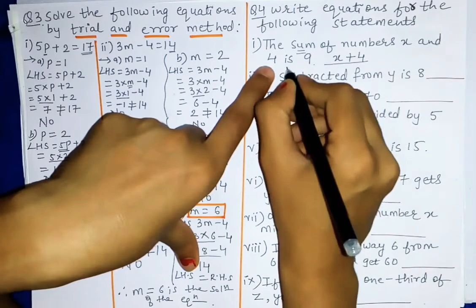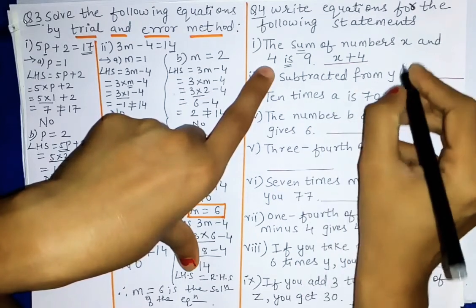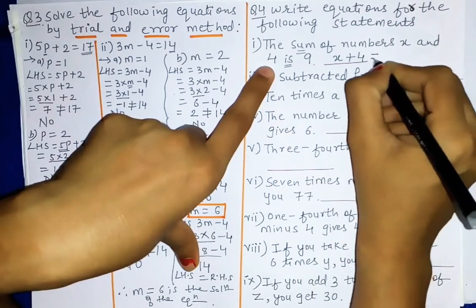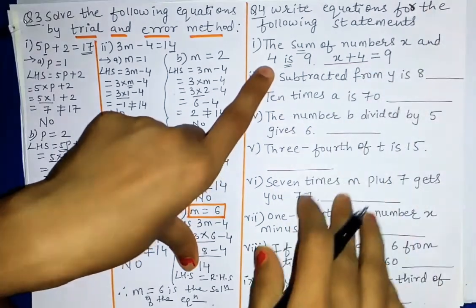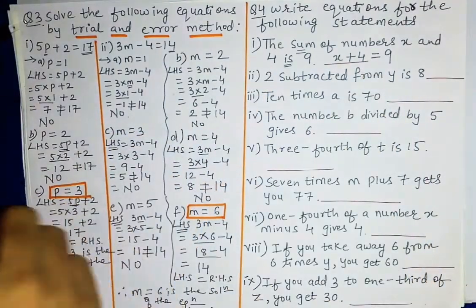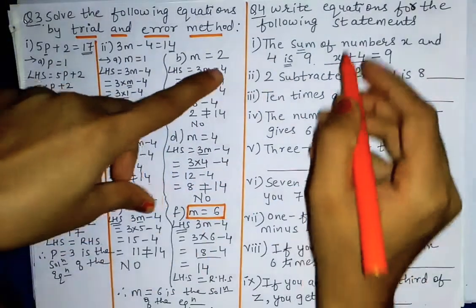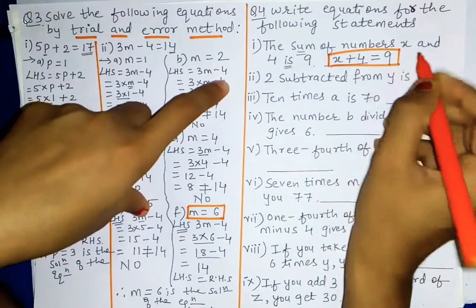And the answer is, means equal to sign. So the answer is 9. So equal to 9. So this will be our first answer. Now moving ahead with the second one.